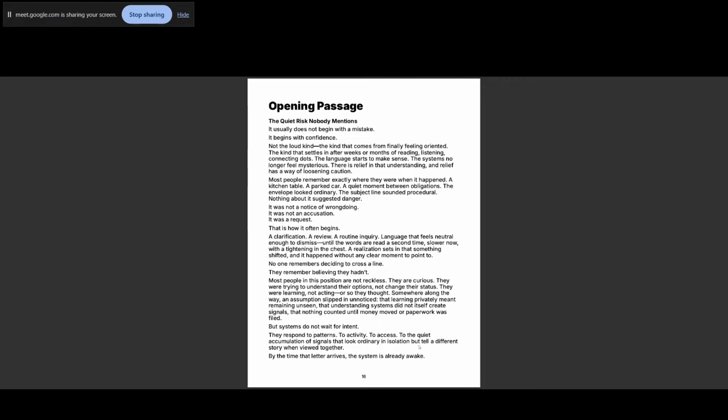But systems do not wait for intent. They respond to patterns, to activity, to access, to the quiet accumulation of signals that look ordinary in isolation but tell a different story when viewed together. By the time that letter arrives, the system is already awake.